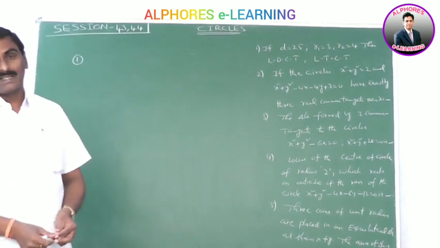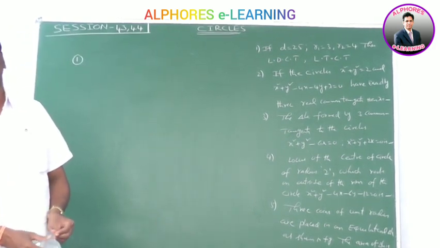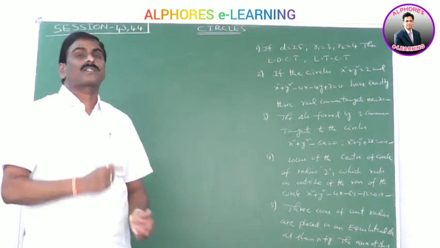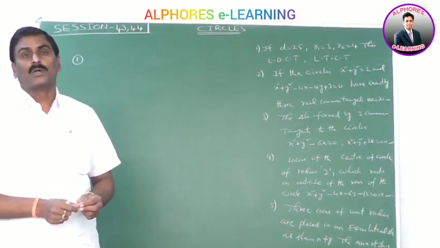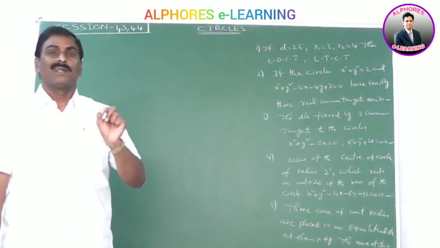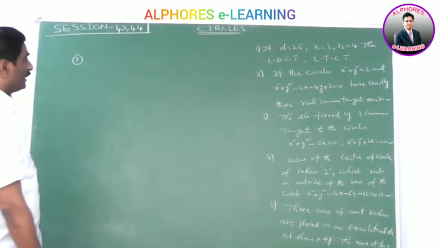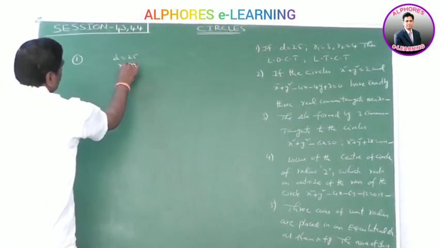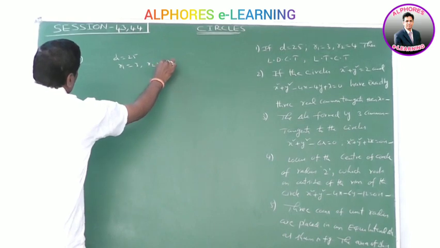Already we know that the length of the direct common tangent is equal to under root d square minus (r1 minus r2) whole square. The length of the transverse common tangent is equal to under root d square minus (r1 plus r2) whole square, where d is the distance between the centers of the two given circles. Here d is equal to 25, r1 is equal to 3, r2 is equal to 4.